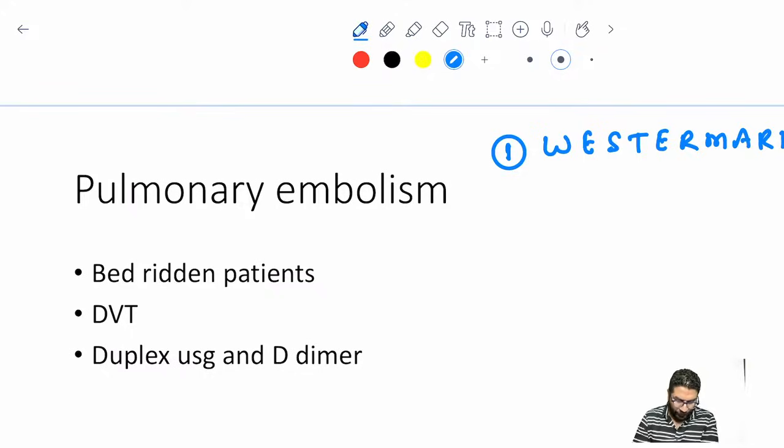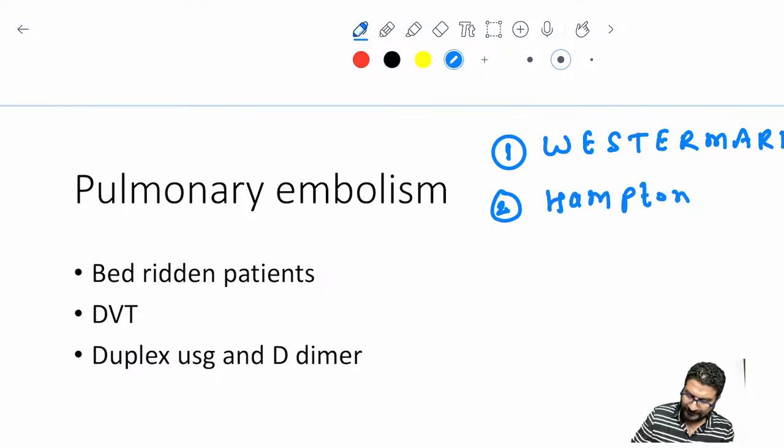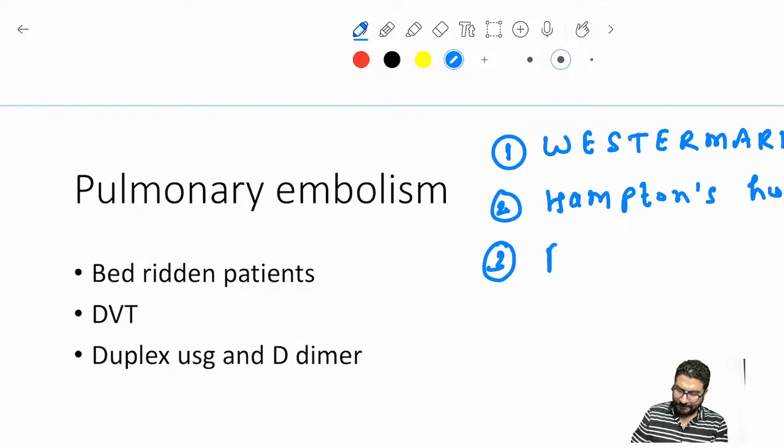You can see dome shape opacity. डोम शेप ओपेसिटी मिलती है, उसको क्या बोलते हैं? We call this Hampton's hump, right? Third sign, understand, you can see a right pulmonary artery will have a sausage like appearance, and this sign is called as Palla sign.